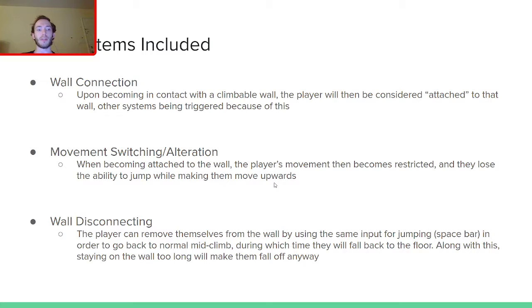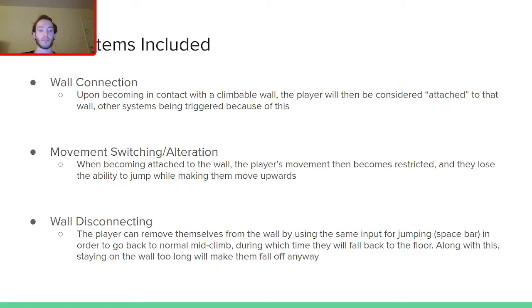And then there is a movement switching sort of mechanic or system to it. So whenever you do attach to that wall, then it changes your movement so that you can't move as normally as usual. So, you would lose the ability to jump to make yourself move upwards instead, thus kind of transforming your jump from what it normally is into a wall detachment instead.